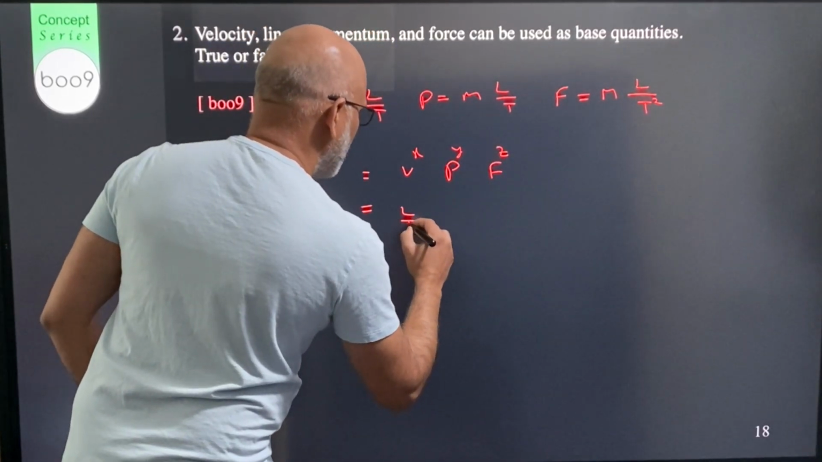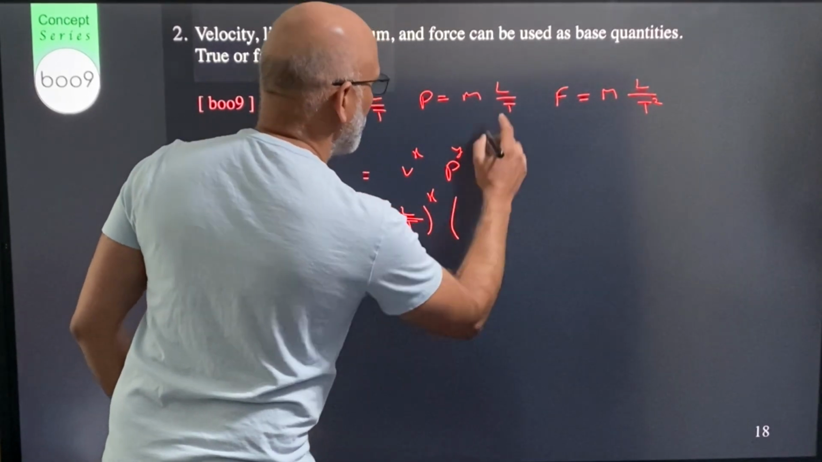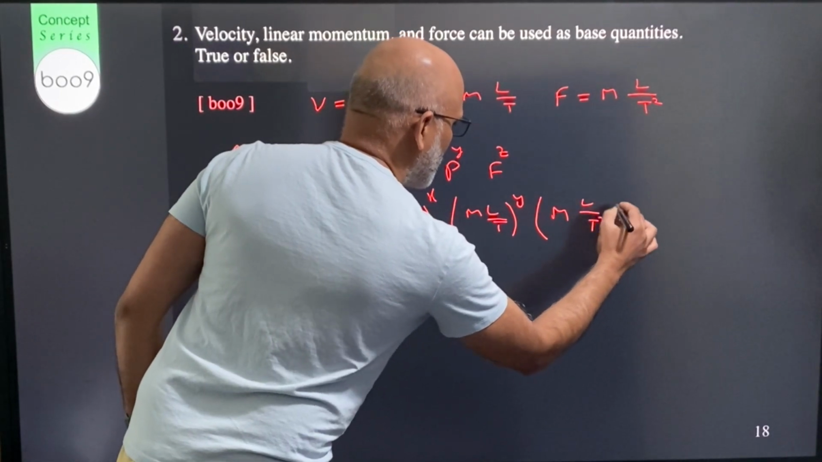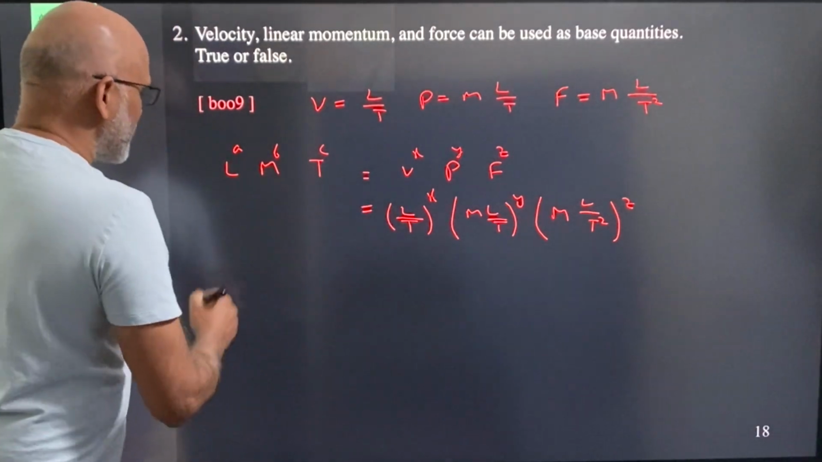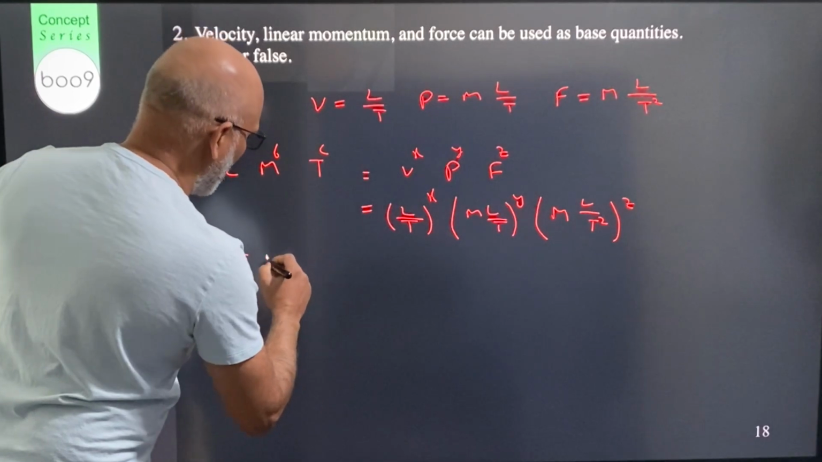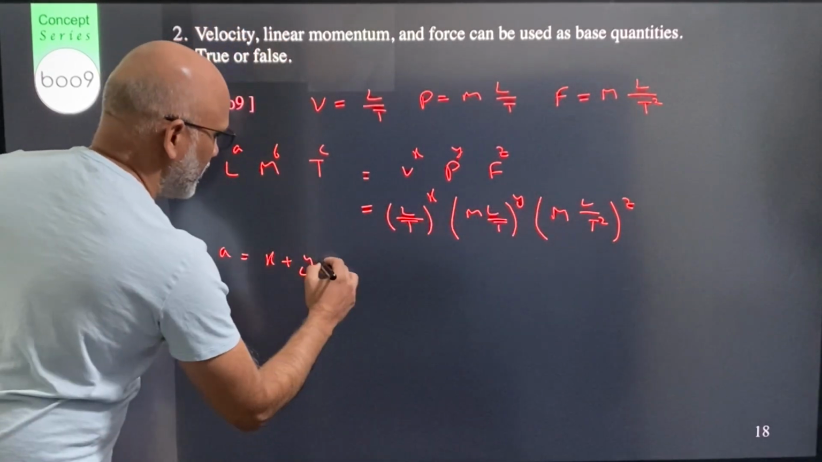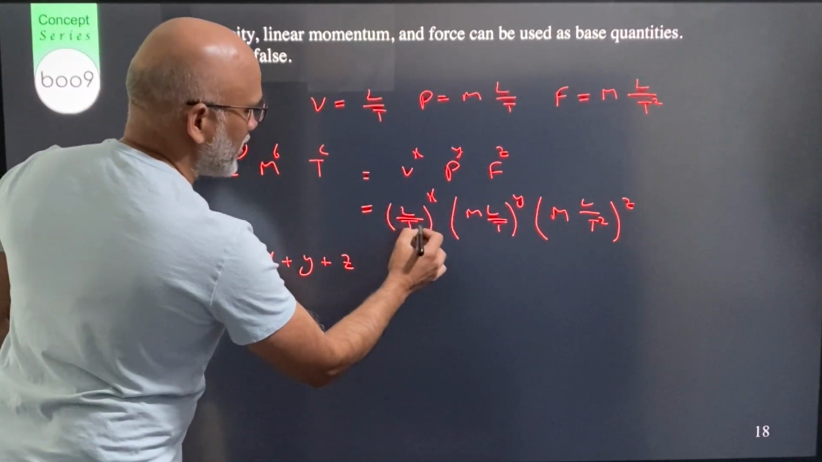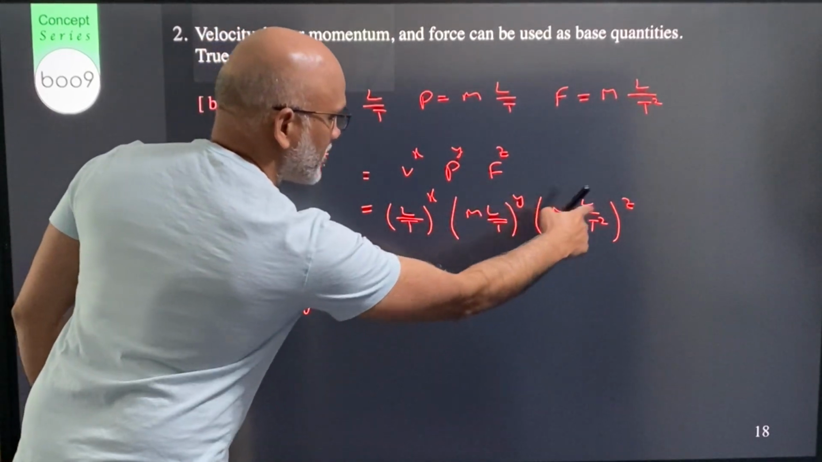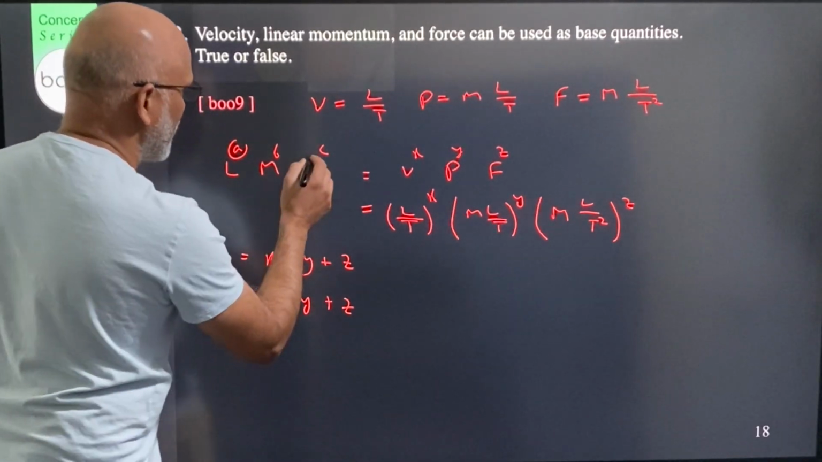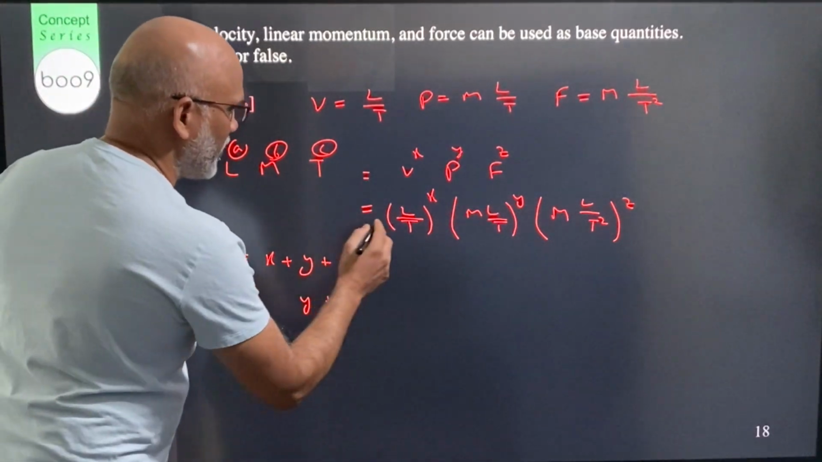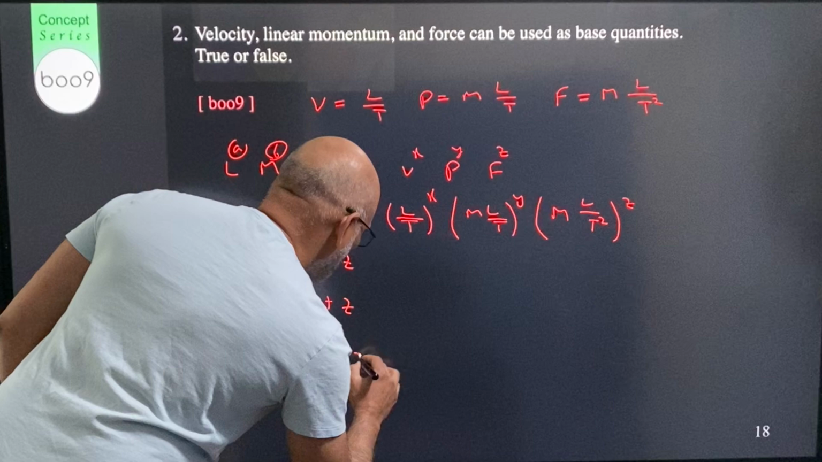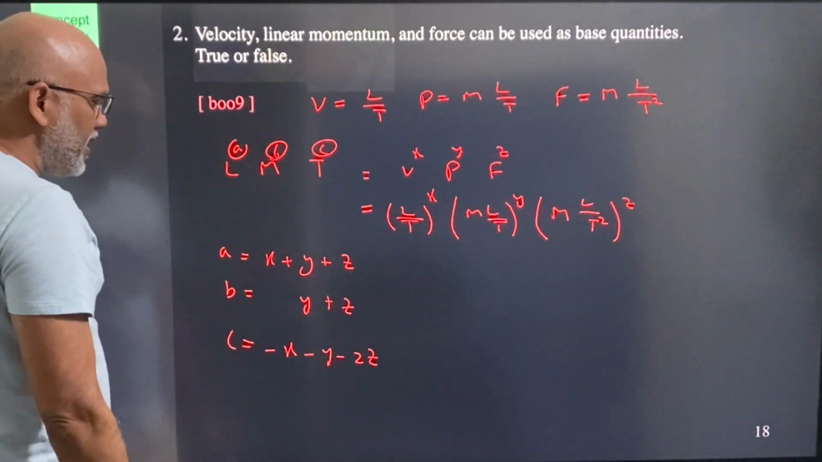So velocity is length over time to the power x, linear momentum is mass, length over time to the power y, and force is mass, length over t square to the power z. We will try to equate the powers now. So a is going to be length to the power x plus y plus z. I'll try to equate the power of mass now. That is b equal to, there is no mass here, y plus z. Alright, and then c. Now the time. c is going to be minus x, here minus y, here minus 2z, right? So we have three equations, and let's try to solve for it.